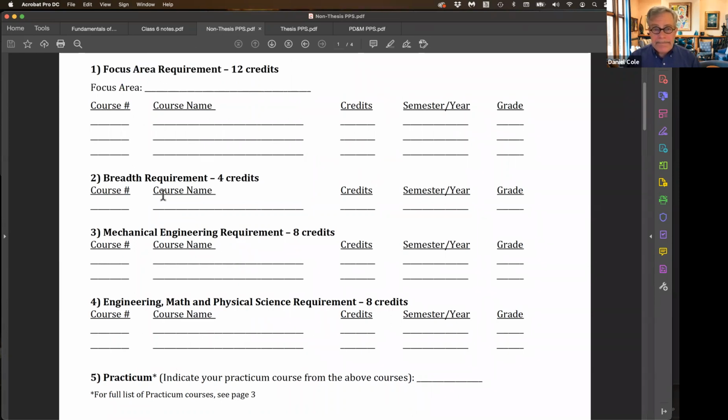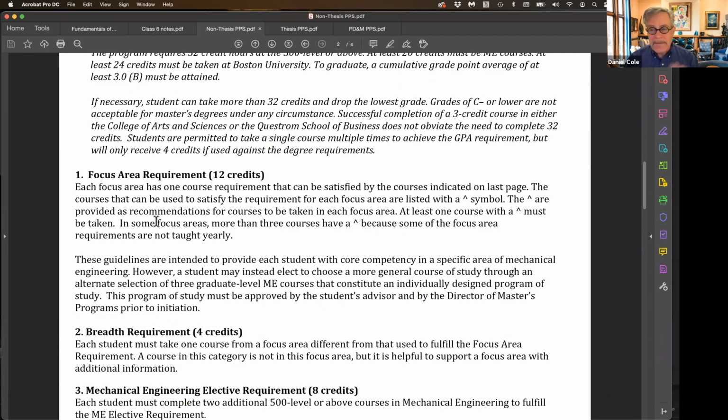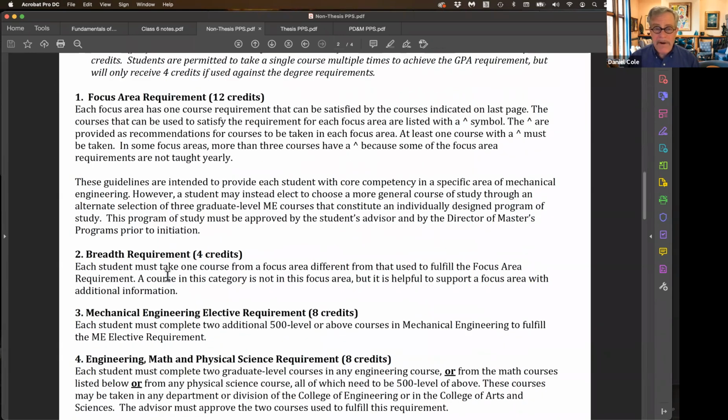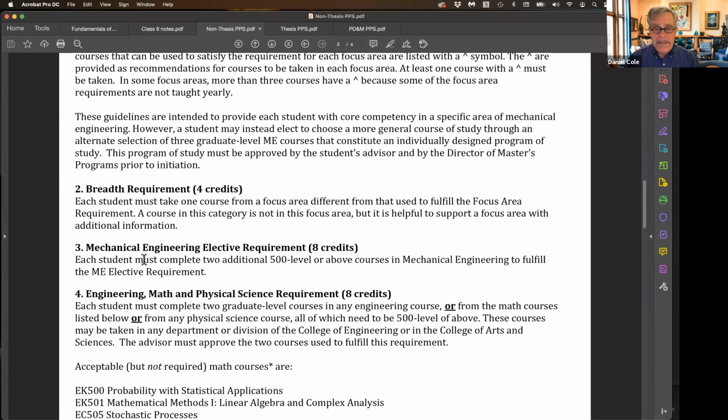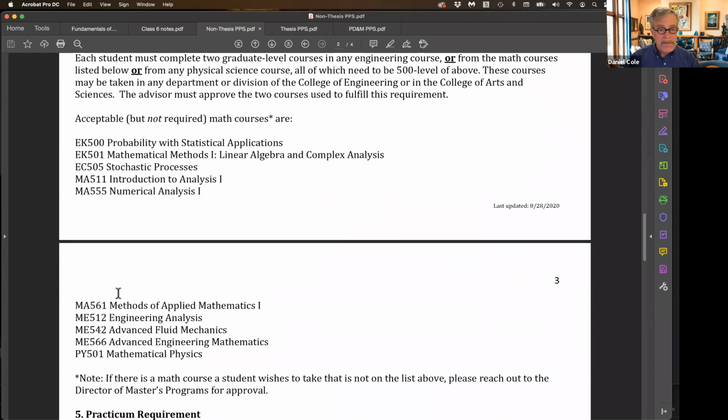All right, let's continue on this page here. So all this stuff pretty much describes what I was just saying. 3 courses out of your focus area, 1 course out of the breadth, 2 from mechanical engineering, anything 500 and above, and 2 from any engineering, including the other 2 departments, or math, where the math is this list right here. Those are the ones that we've approved. If you find another math course, I might sign off on it.